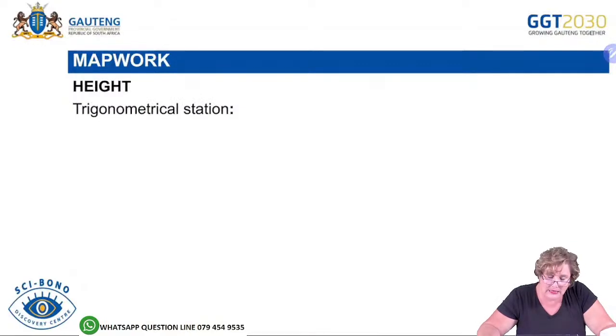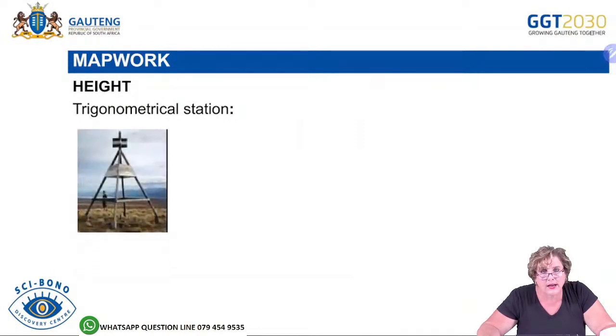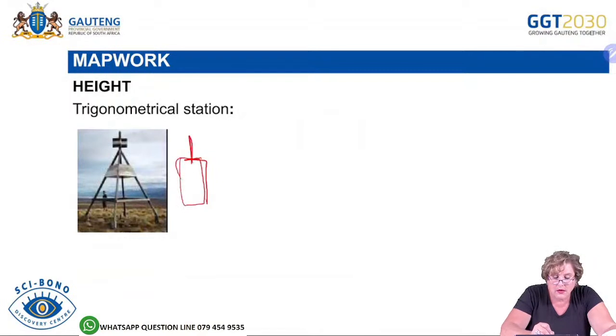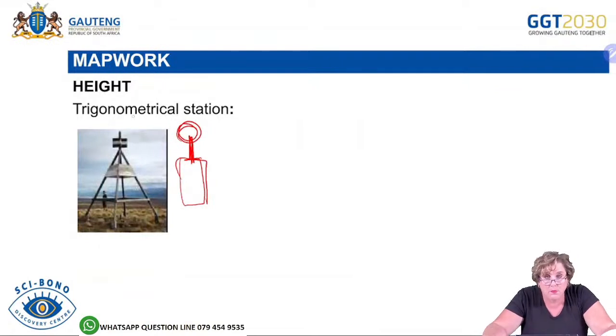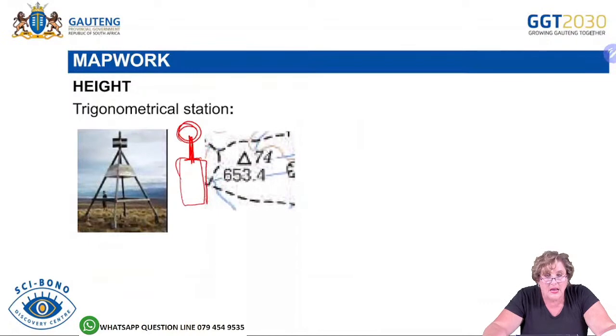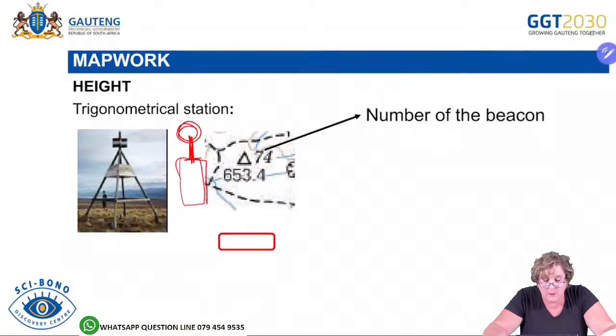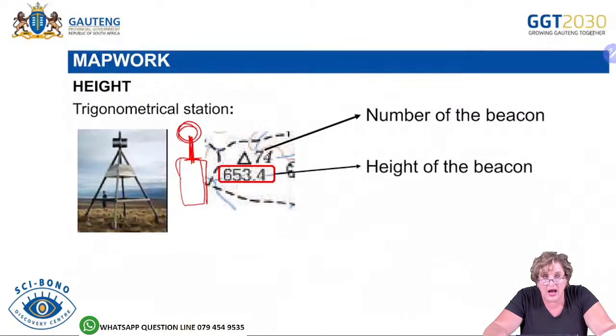How is height indicated on a map? First of all, by means of a trigonometrical station. When you are on the road again, be on the lookout for it. Sometimes it's a cement base with a small pole, and then it has a symbol. It tells me what the height is at that specific point. On a map, this is how a trigonometrical station looks. It has two numbers. The inclined or top one is the number of the beacon. The bottom number is the height of the beacon.